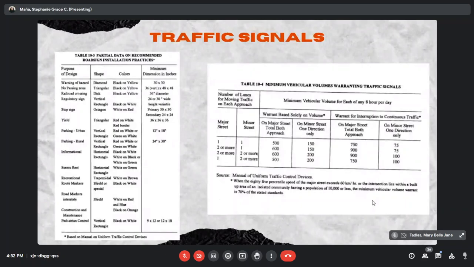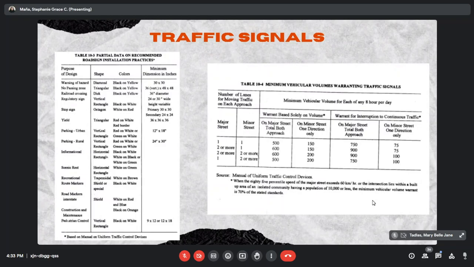So the following tables, table 10-3, is the partial data on recommended road sign installation practices. So these are the standards here. The purpose of design, for example, warning of hazard: the shape should be diamond, and the color is black on yellow. The minimum dimension is 30 by 30 and so on. So it's in the table, you can read it, guys.